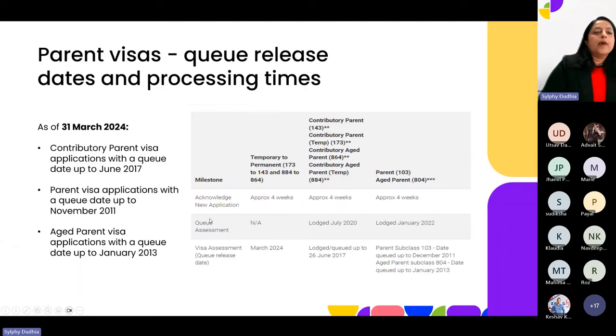Now here there are parent visa queue release dates and the processing time. So as of 31st March, contributory parent visa applications queue date is June 2017. This means that if you have applied before or during June 2017, your application is now being processed. Applications submitted after this date are still in a queue. Same with the parent visa applications. The queue date is November 2011, and for the aged parent visa, the queue date is January 2013.